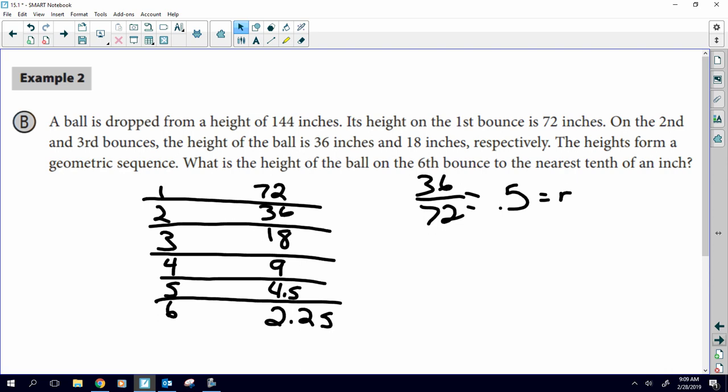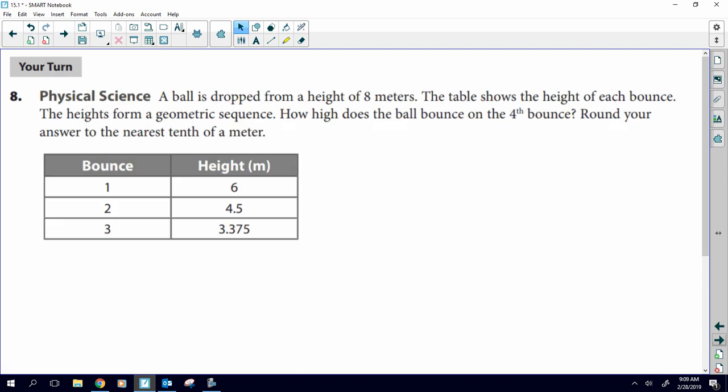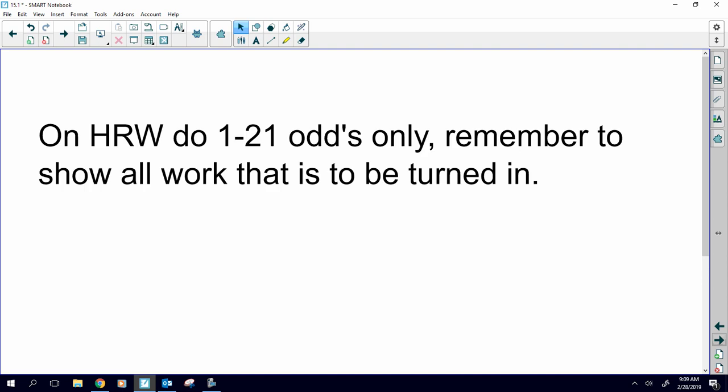All right. Go ahead and do this on your own. Bring it up to me so I can check it, and then you can go ahead and start on your homework. Yes. And that is on HRW. Do 1 through 21 odds only. Remember to show all your work. That is to be turned in. Okay. That's all I got, guys. So it's not too painful.